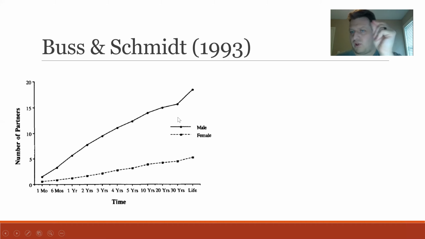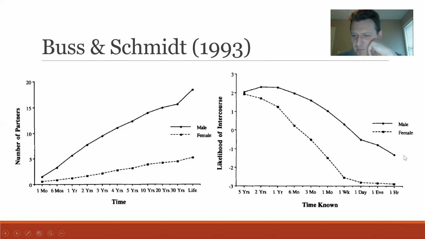We can also look at some similar data in the amount of time that you know somebody. What's the probability that you will have sex with that person? Knowing a person for 5 years, males and females are equally likely to have sex with that person. However, after that, the difference is quite large. So knowing someone for an hour, males are still likely to have sex with that person, females not likely at all. So the amount of time that you need to know somebody to have sex with them is different for males and females.